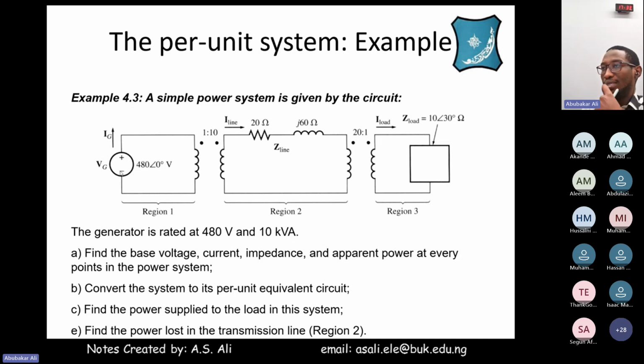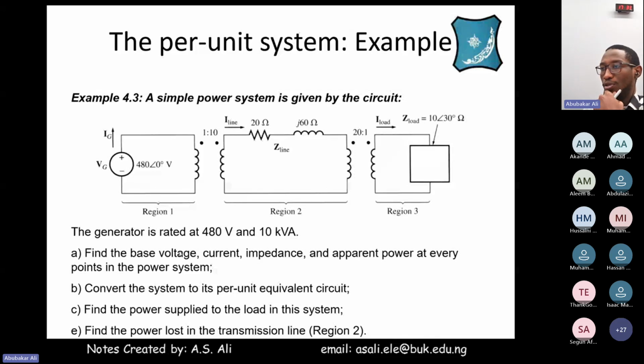We know that this generator that is generating the electricity is rated at 480 volts, with an angle of 0 degrees. And we have IG, which comes out. Then we have the line, which is the cable you connect to the load. The line has some internal properties that exhibit some resistance and inductance, each with its corresponding value. We have our I line that goes through the line. Then the third part, which is region 3. Here, you have a step-down transformer with a turns ratio of 20. In region 3, that's where you connect the load. The load is 10 angle 30 ohms, and the current passing through the load we can consider to be I load.